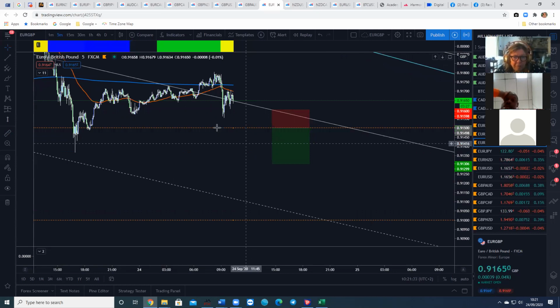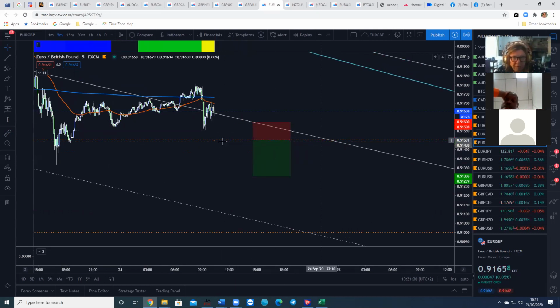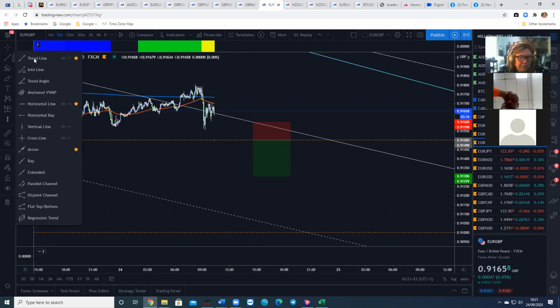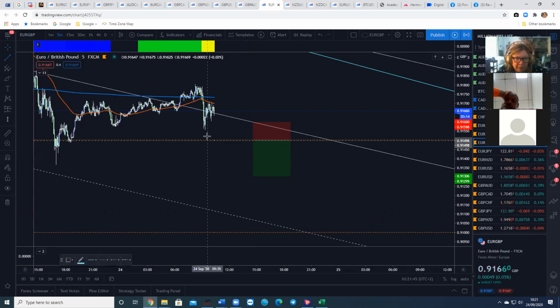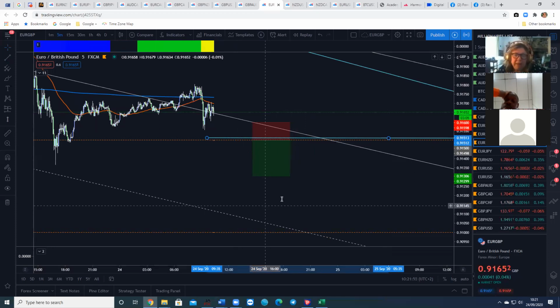But what I do like about this is that price will have to make a decision before too long. It's got to come out of this trap. So again, I know what I'm looking for. I don't have to think about it anymore once I've drawn my alert on. And then however many hours later it is, that means I'm not having to do all this thinking again.